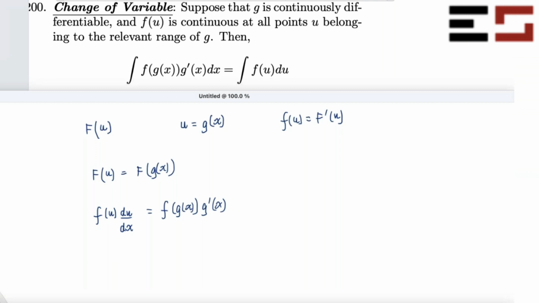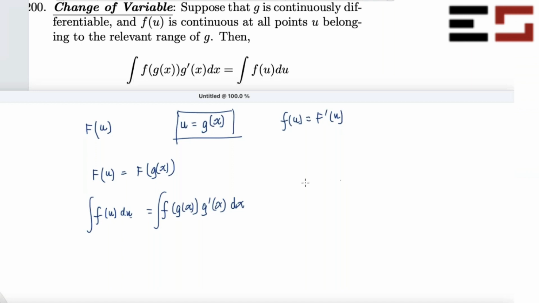Is that okay? Now let me write it in this way. It's just another way of writing the same thing. I'm just taking the dx on the right hand side, and now let's do the integral both sides. That's exactly what you have here. So basically, you are given some function like this, and then you can reduce it to this particular integral by substituting g of x as u. So this is your substitution step. That's basically the methodology that you follow. We'll do one example, and I think that's just going to make it clear.